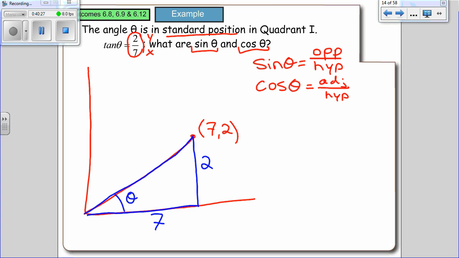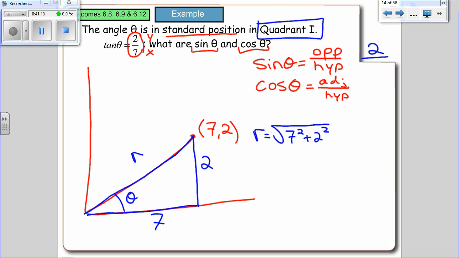All right, from this point on, if I want to find the sine ratio, I need the opposite, which is going to be 2, divided by the hypotenuse. What's the hypotenuse? We don't know. We call it r. How could you find the hypotenuse? Use Pythagorean theorem, or use your new formula for r, which is x squared plus y squared, and then square root. That's 49 plus 4, that's square root of 53. Thank you.